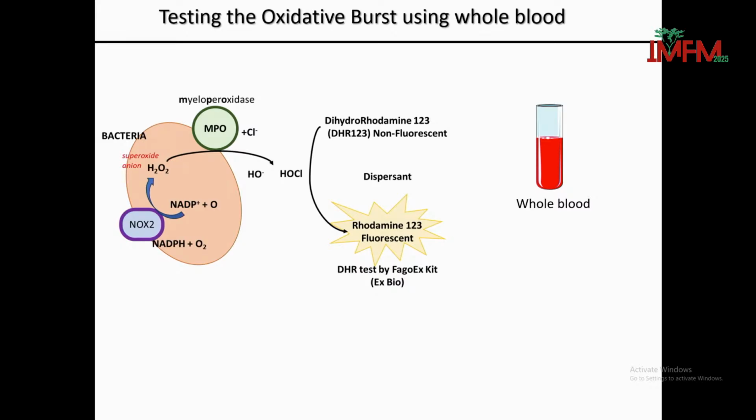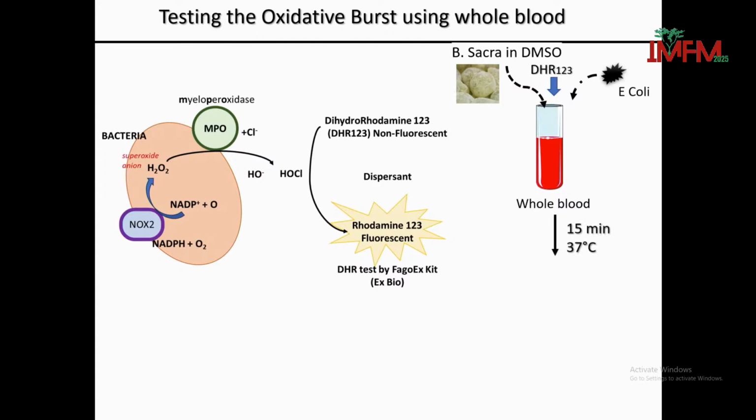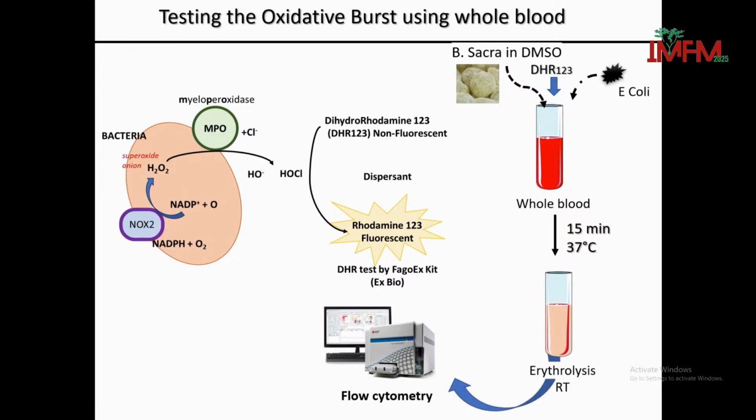So we started with whole blood. You will see it's a very easy experiment. We put the reagent, the DHR. We put the stimulant, which is E. coli, but it can be any type of particles. The E. coli are very active. And then we put Boswellia powder extract to test it. We incubate only 15 minutes at 37 degrees, and then we can prepare it to pass on the machine, and we directly have the readout.